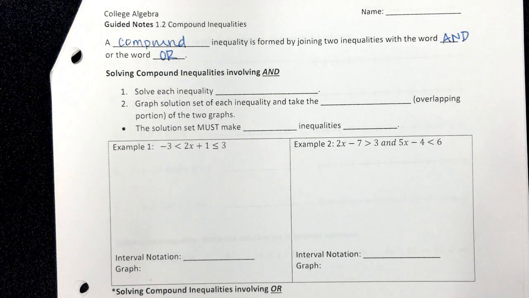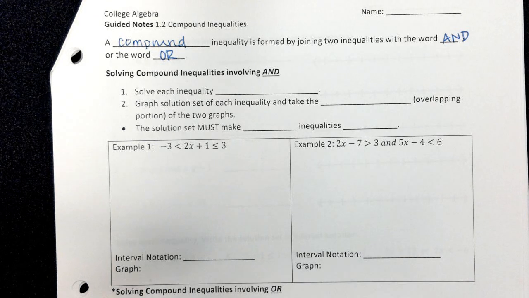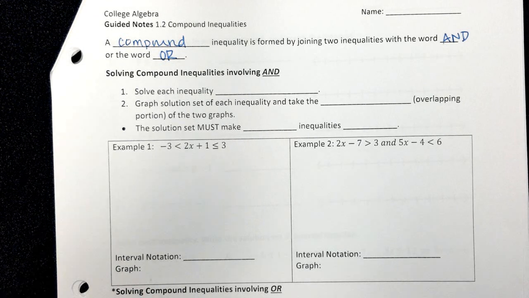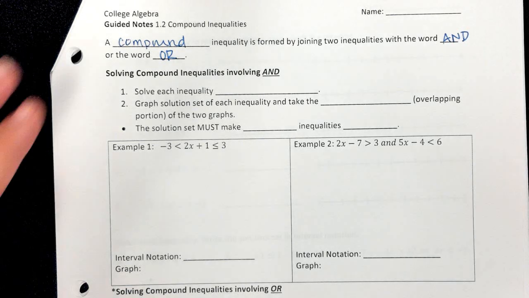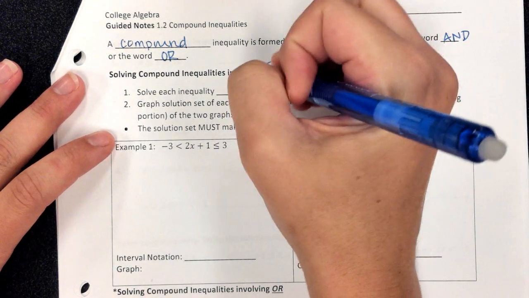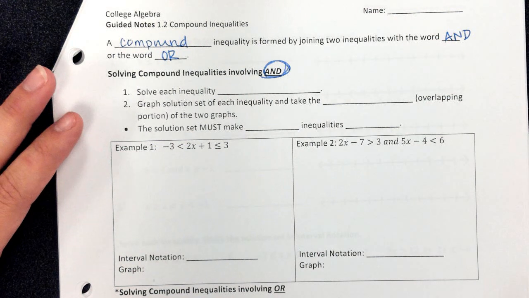So what's the difference between the word and or? If I have an apple and an orange, I have both of them, right? If I have an apple or an orange, that means I only have one of them. Okay, that's the biggest thing. So if we have the word and, I'm going to circle that so that we know it stands out.